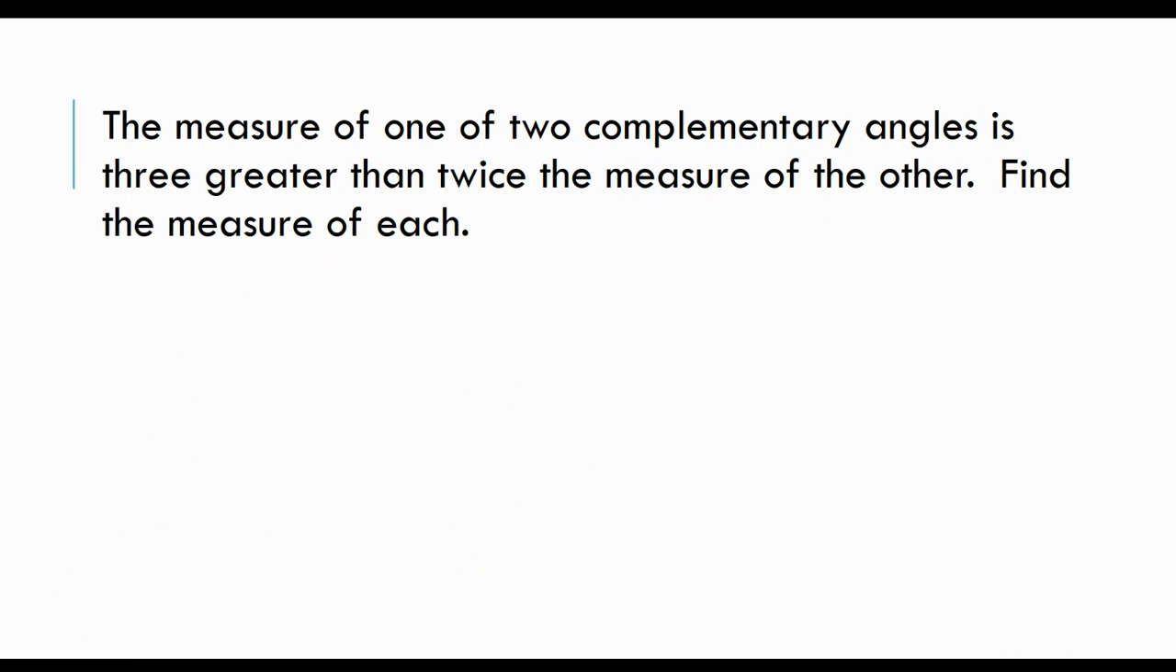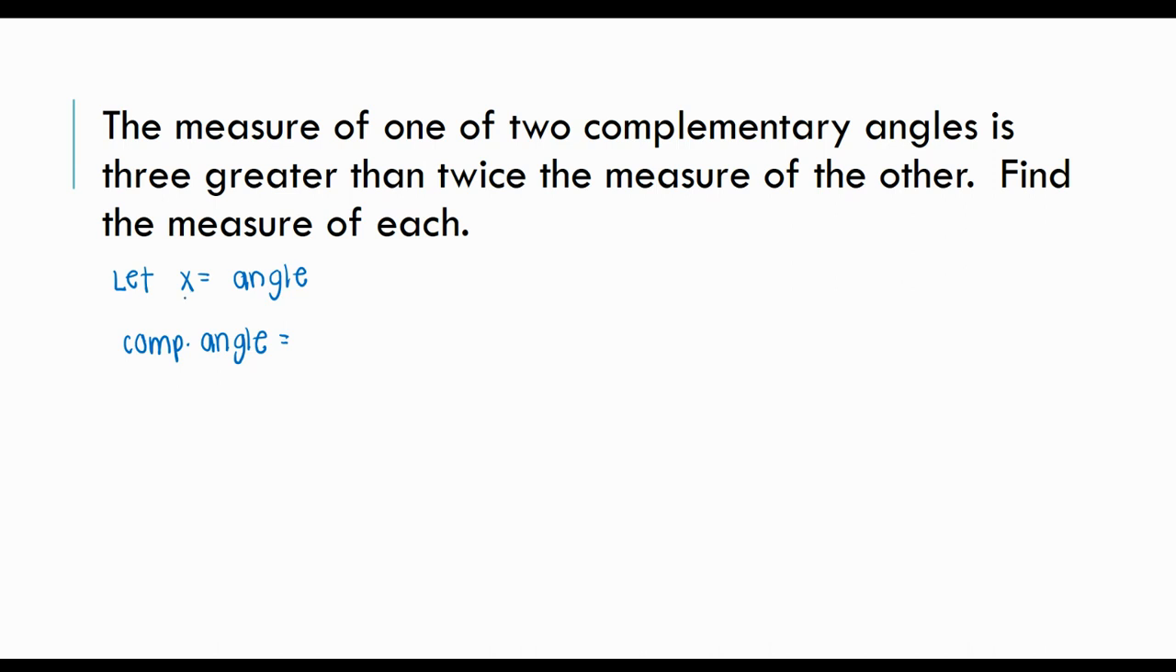All right, here's a word problem for us. It says the measure of one of two complementary angles is 3 greater than twice the measure of the other. We want to find the measure of each. So anytime we're doing these complementary, supplementary word problems, I'm always going to let x equal the angle. Okay, so then in this case, we're talking complementary. So that means that my complementary angle, remember, complementary means that two angles add up to 90.